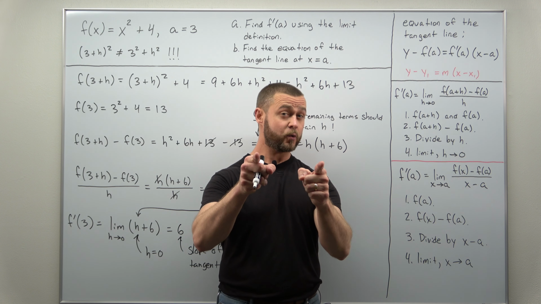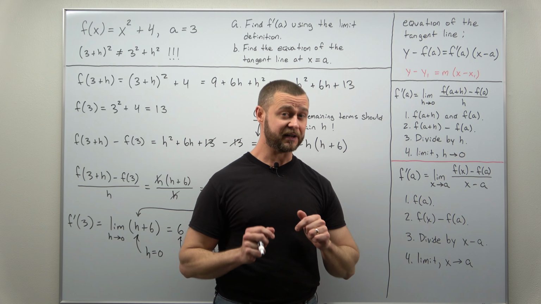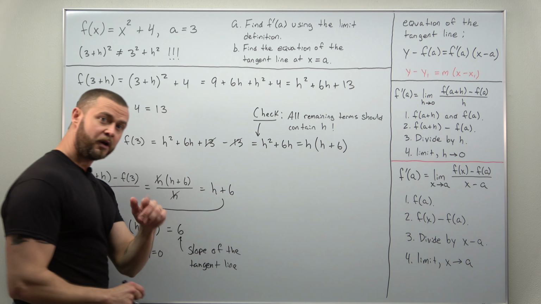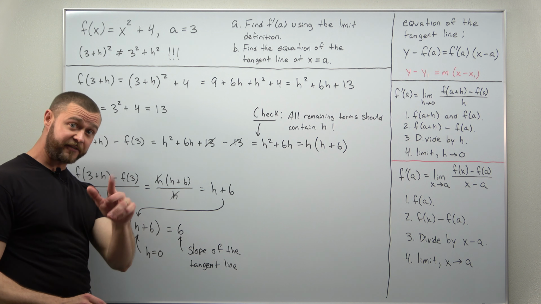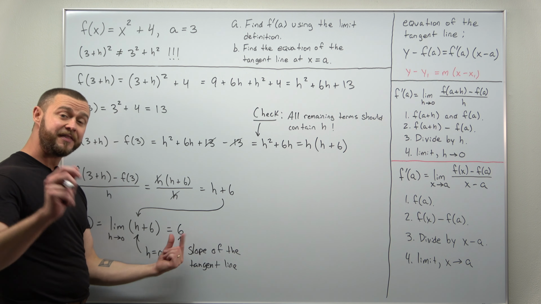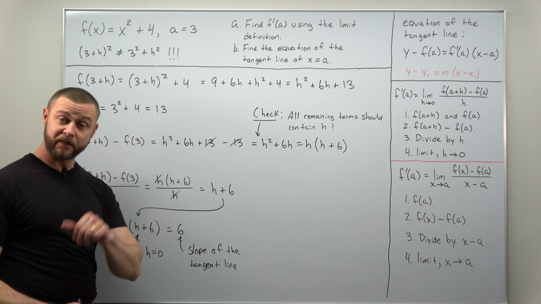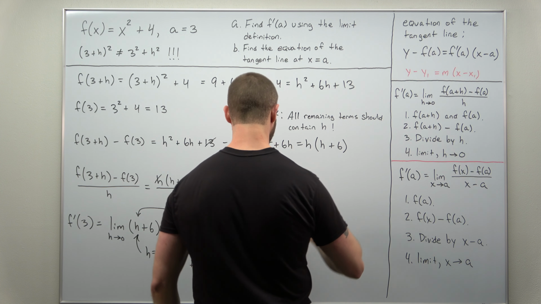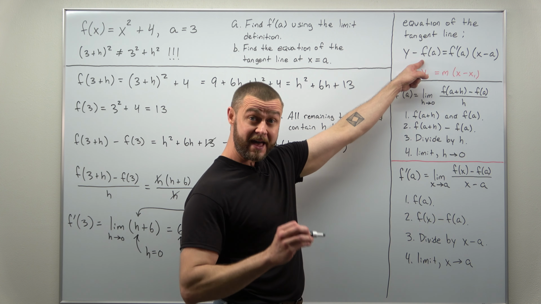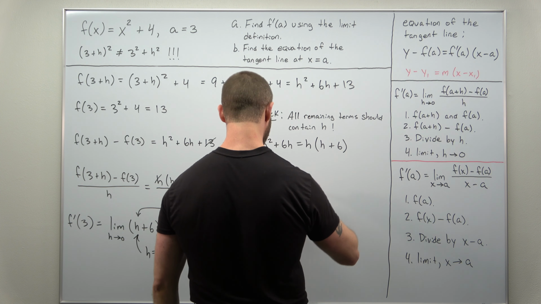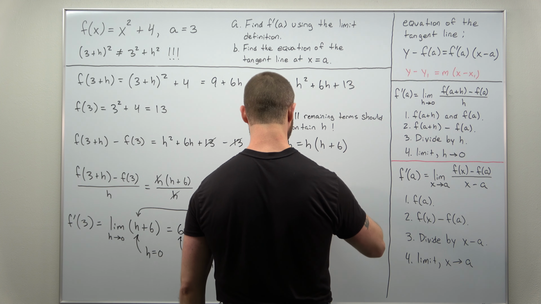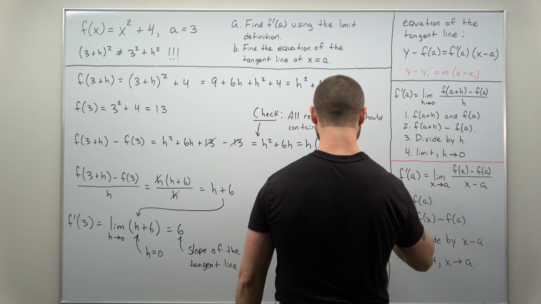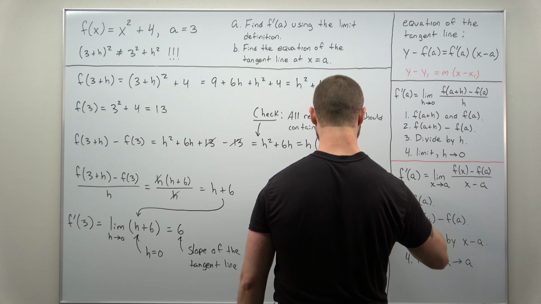Coming up in your Calc 1 course will be some rules and shortcuts for calculating derivatives. But you're not there yet. All right, now let's go ahead and take the result here, f prime of 3, which comes out to 6. That represents the slope of the tangent line. And let's just go ahead and write it down. The equation of the tangent line, I'm going to write it in this version with a as 3. So we have y minus f of 3 equals f prime of 3 times x minus a, x minus 3.